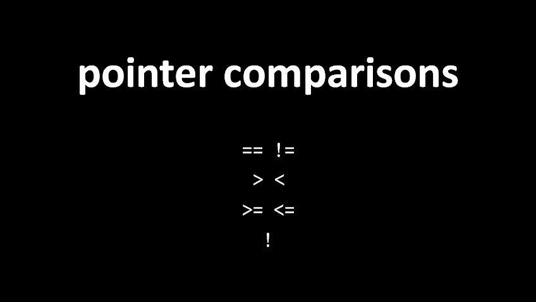Finally, the last thing you can do with pointers is to use them in comparisons. So say you can compare two pointers to see if they are equal to each other or not equal, meaning do they have the same address. Or you can see if the address of one pointer is greater than or less than another pointer, or greater than and equal to or less than and equal to another pointer. And you can use the not operator, which returns the inverse truth value. So if the pointer is null, it returns 1, otherwise it returns 0.